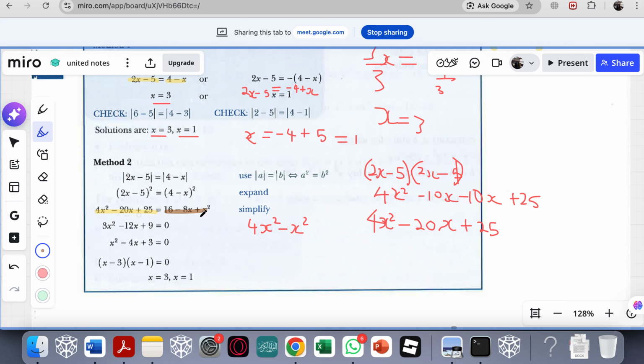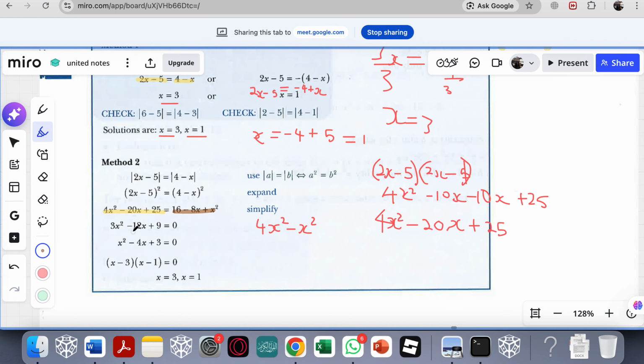Now minus 20x. This 8x on the right, bring it to the left, it becomes plus 8x. So minus 20x plus 8x will be negative 12x. That's how we got this negative 12x. Is that okay? And then 25, you bring this 16 to the left, it becomes 25 minus 16. You get 9 equal to 0.